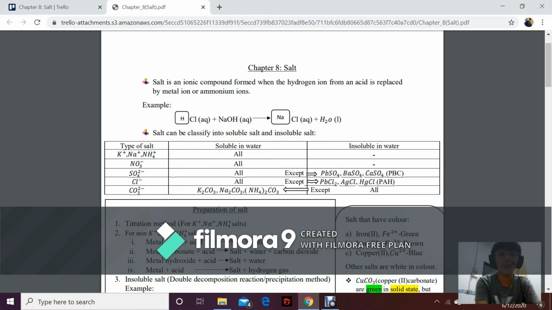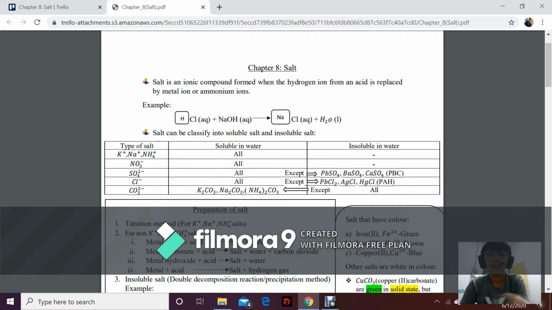So for the case of chloride, you need to memorize another acronym such as PAH. P for lead, A for silver, H for mercury. PbCl2 is insoluble. AgCl, silver chloride, is also an insoluble salt. HgCl is mercury chloride. Mercury chloride is also an insoluble salt.